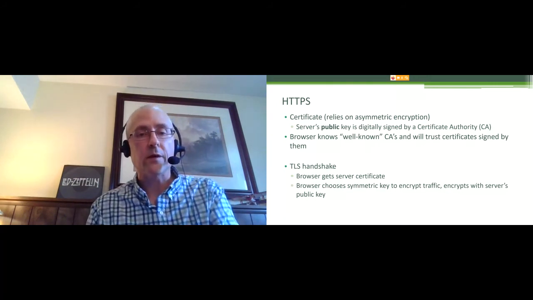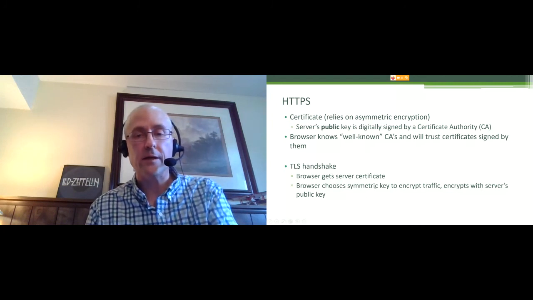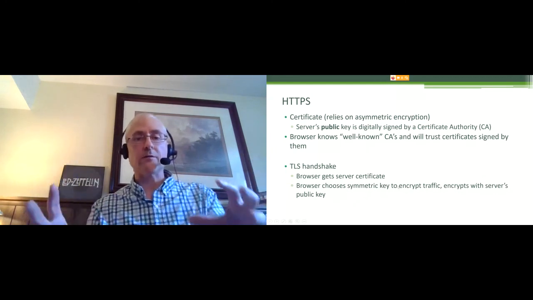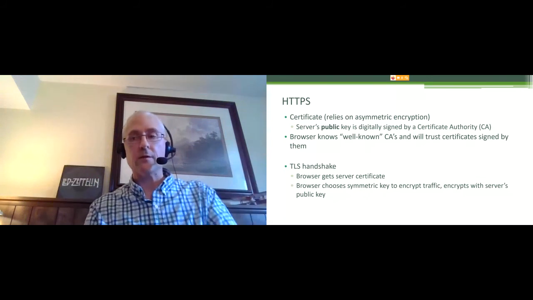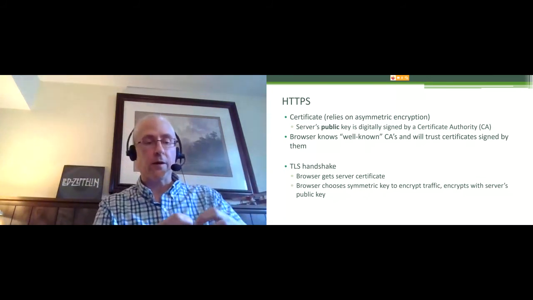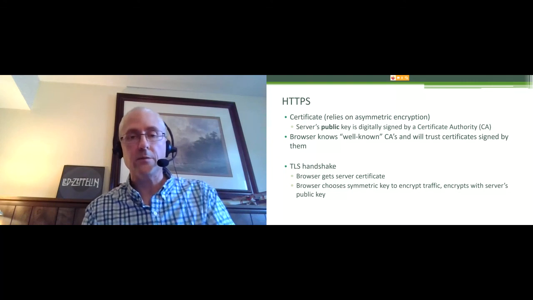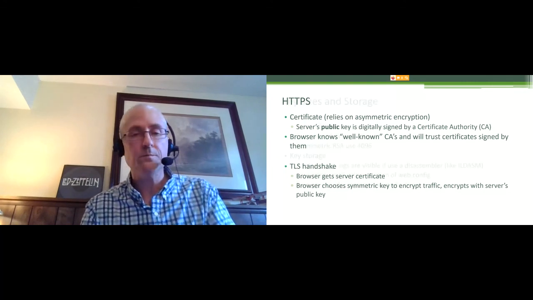So the browser will get my server certificate. The browser will choose a symmetric key to do the actual encryption. It will use my server's public key to encrypt that symmetric key and send it to the server. So now this server and browser have essentially used asymmetric cryptography and digital signatures. They've created a symmetric key that they can agree on that was transferred securely between them. Now they can do the rest of the TLS and HTTPS, and everything will be encrypted.